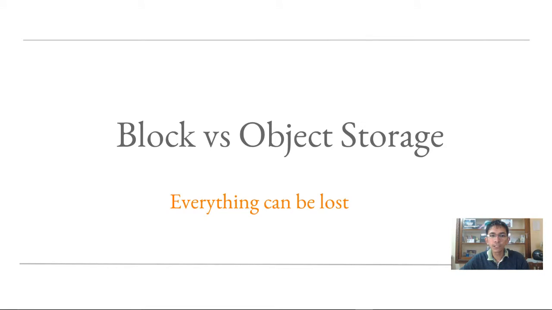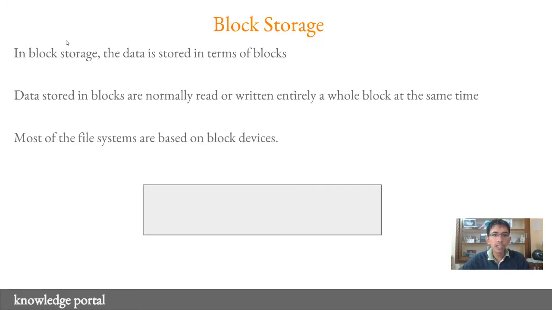And in today's lecture we will be speaking about block versus object storage. So let's get started and have a high level overview regarding the difference between them. Now in very simple terms, in block storage the data is stored in terms of blocks. So let's assume that this is a storage device, for example a hard disk drive. And in terms of block storage, whenever you install a file system like NTFS or ext3 or ext4, then the file system will actually divide the storage in terms of blocks.